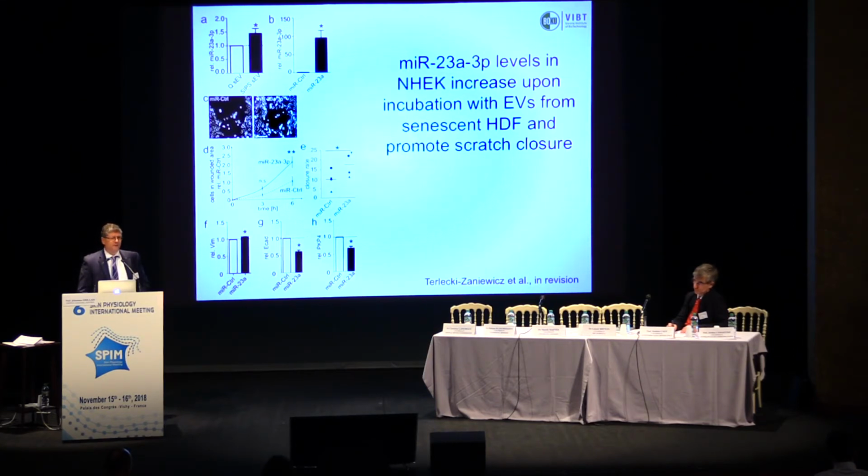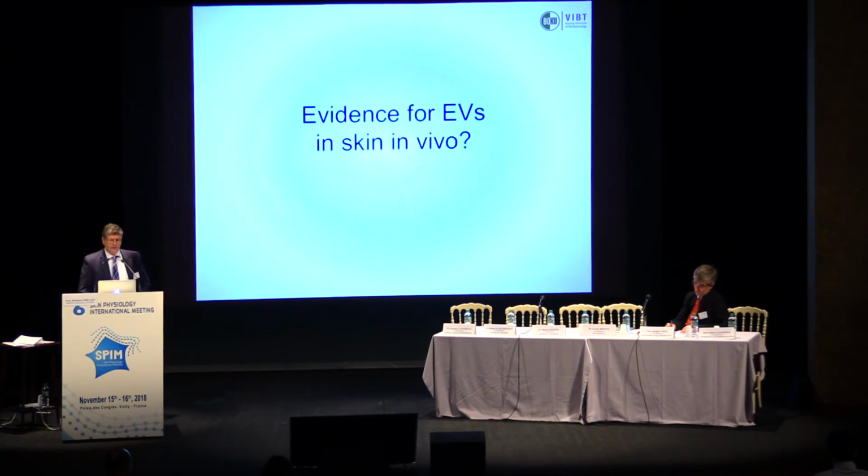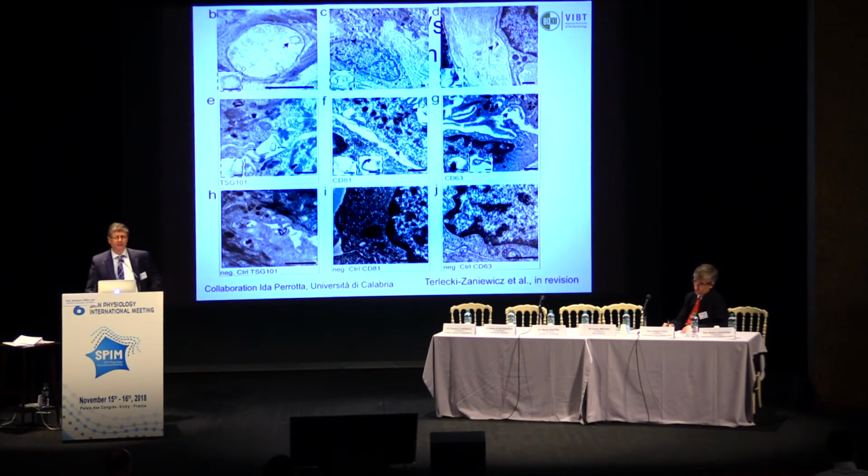Can we find extracellular vesicles in skin in vivo? For that, we teamed up with Ida Perrotta, a specialist in electron microscopy at the University of Calabria. And indeed, we find in skin cells ex vivo multivesicular body structures with single structures that resemble exosomes inside of the cells. These structures are positive for different vesicle markers like TSG101, CD81, or CD63. We see such structures even in the interstitium of the cells, meaning that such vesicles are also secreted in vivo, although we don't know the directionality where these vesicles would go.